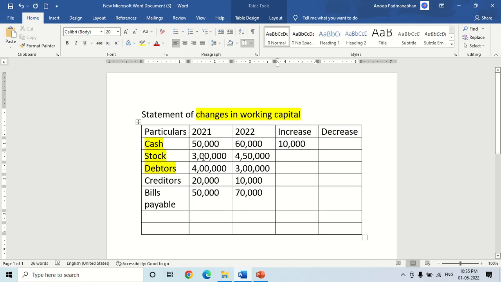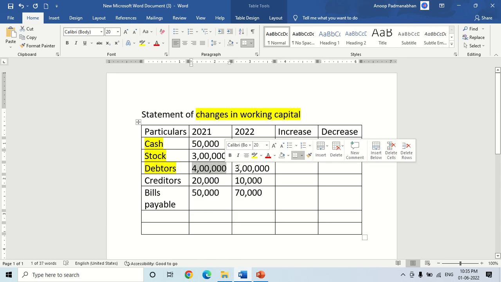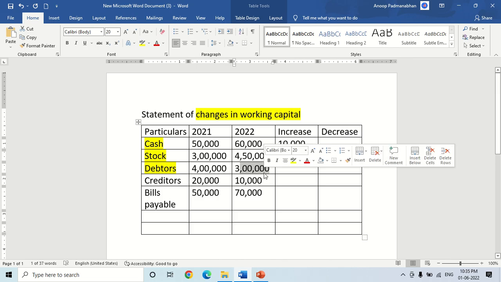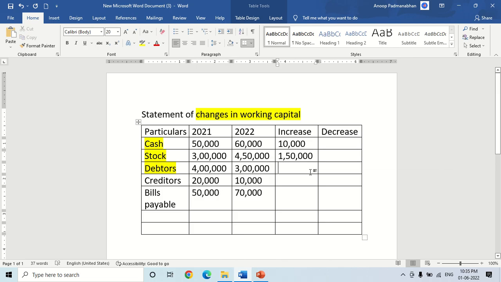How much is it increasing? 10,000. Next case, first year it is 3 lakhs. Second year it is increased to 4 lakhs 50,000. Increased, so same action. How much is it increasing? 1 lakh 50,000 rupees. So I could write that figure here. Next one, it was 4 lakhs. Then it is reduced to 3 lakhs. When it is decreasing, same action, I write in the decrease column. How much is it? 1 lakh rupees. Then in the other columns I can put nil.